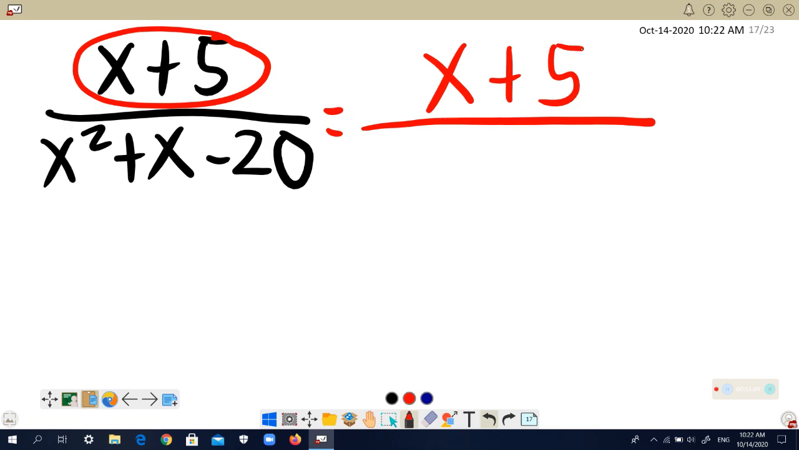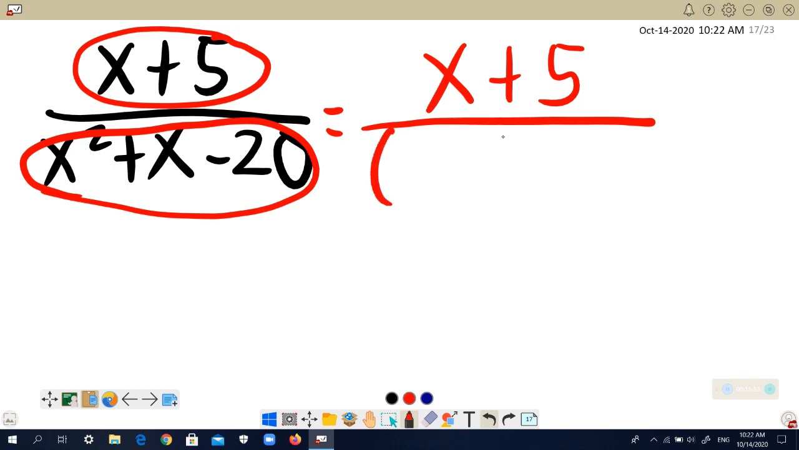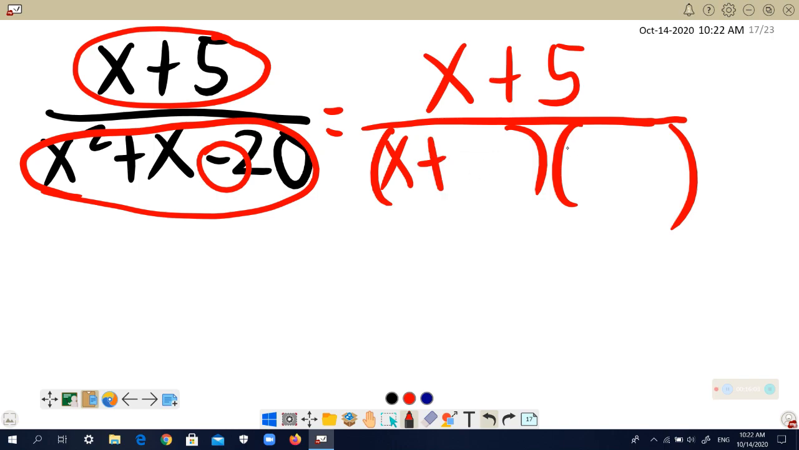Since they are already prime, you will have your x plus 5. On the denominator, since we have here a trinomial, and I hope you recall this from our previous topic, factoring quadratic trinomials where a is equal to 1. Since our last term is negative, your factors should be x plus blank and x minus blank. And since our middle term is positive, your bigger number should be on the positive sign.